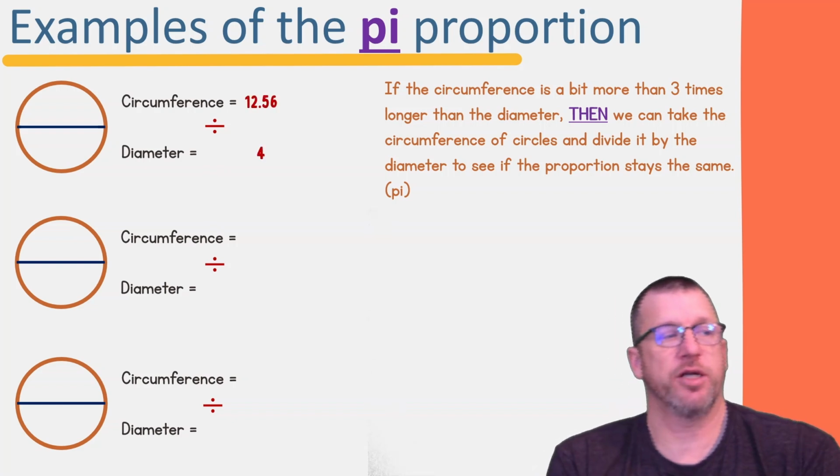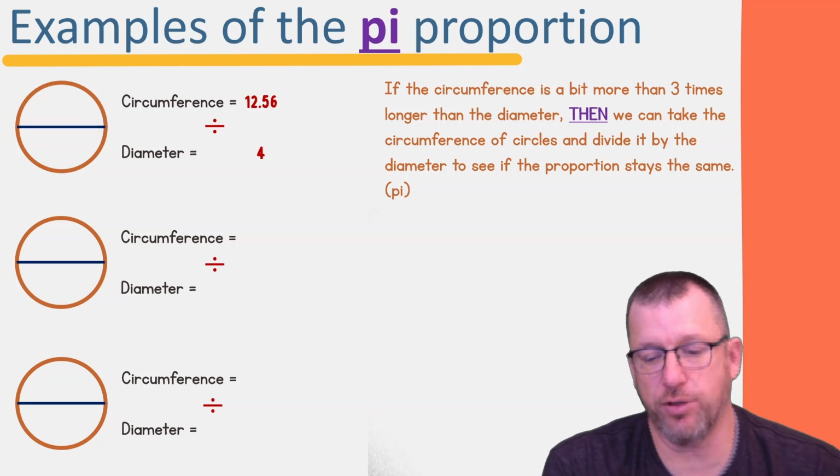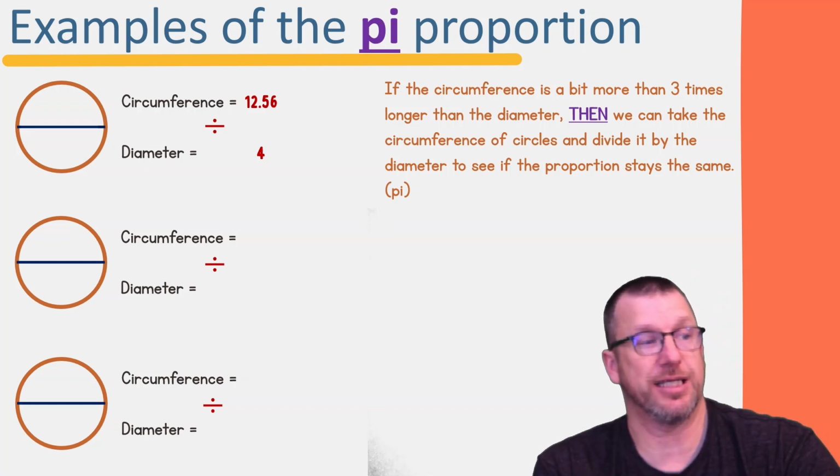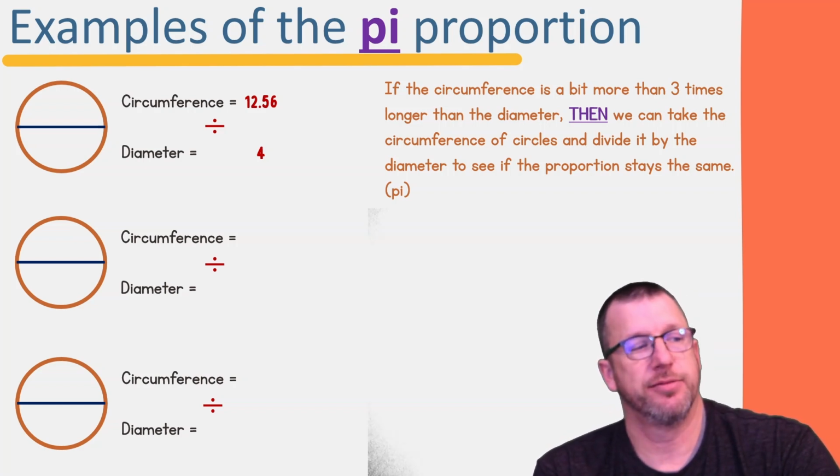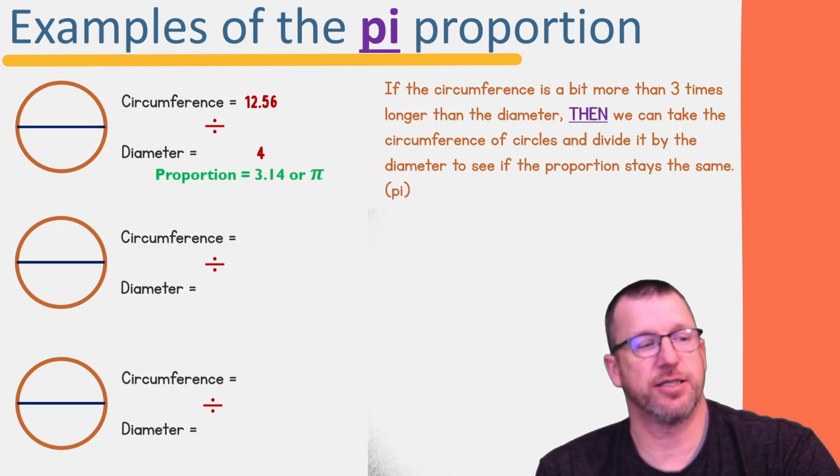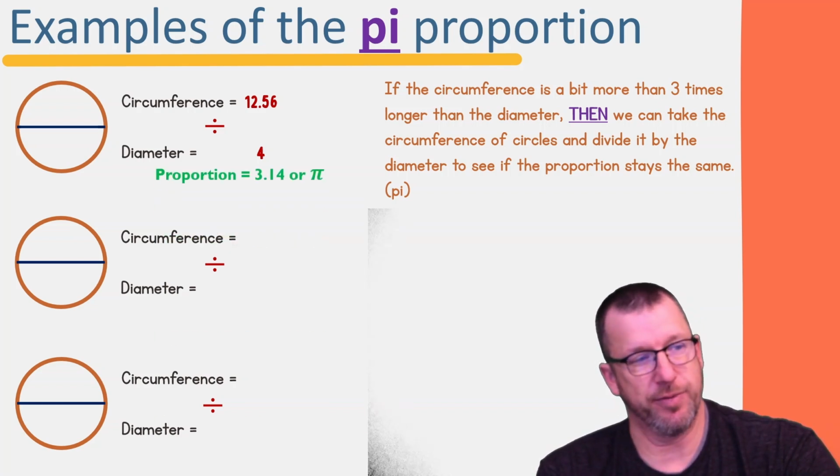So for this one, we're going to say the circumference, or the distance around that circle, is 12.56. And we're going to say that the diameter is 4. If we take the circumference and divide it by the diameter, it's going to give us, yep, 3.14, or pi.